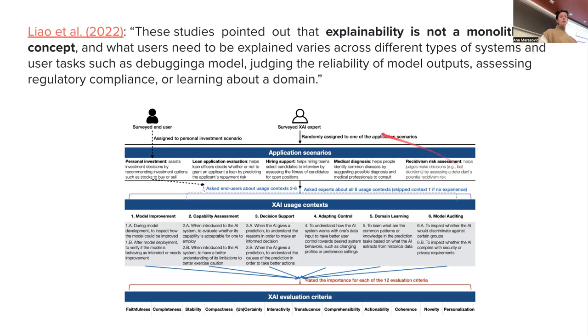I didn't mention this paper before, but I really invite you to check it out, where they outline different application scenarios and different explainability usage contexts. And then for each one of them, you might have different evaluation criteria. Some of them we have mentioned, such as faithfulness, for example.